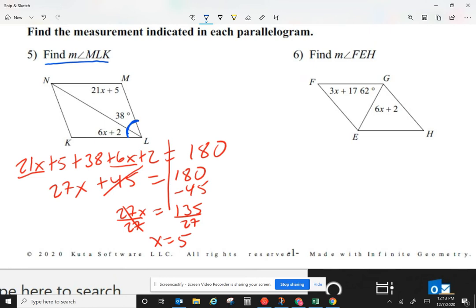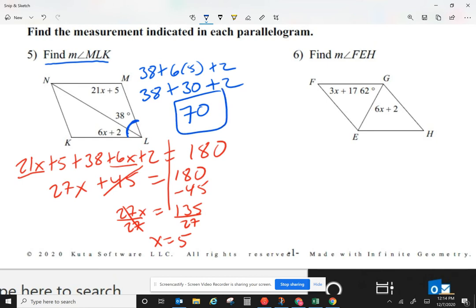Now, I know the value of x. Remember, x equals 5. So that corner technically is 38 plus 6 times 5 plus 2. Remember, x equals 5, so I'm using the value of x. I know the order of operations says before you add, make sure you do your multiplication. So do the multiplication before you add. So I'm going to look at this as 38 plus 30 plus 2. Now 38 plus 30 plus 2, that's 70. So my whole corner is 70 degrees.